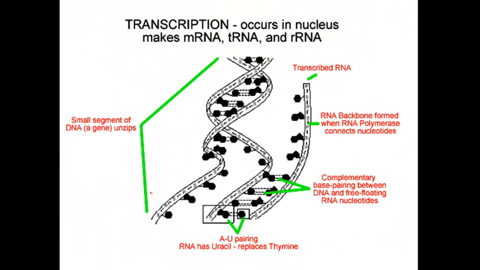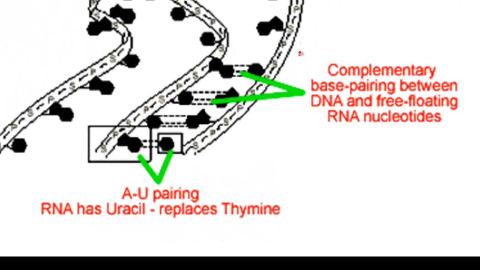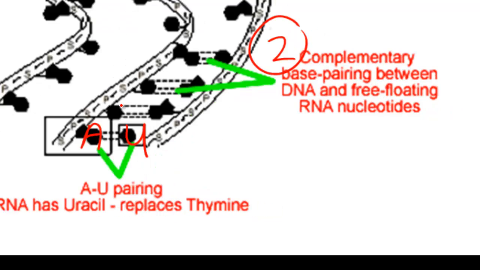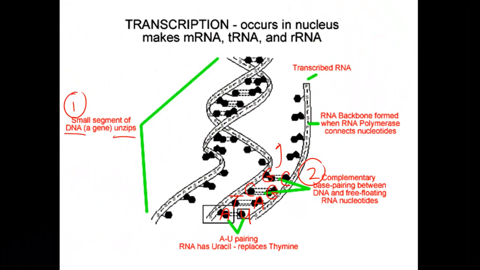So the steps, if you've got a piece of DNA here, step one, the DNA unzips. It does that with helicase. Step two, your complementary base pairs come in. So if this were A, then a U will come and join it. If this were T, then an A would come and join. If this were C, then a G would come and join, and if that were G, a C will come and join. So that's complementary base pairing.